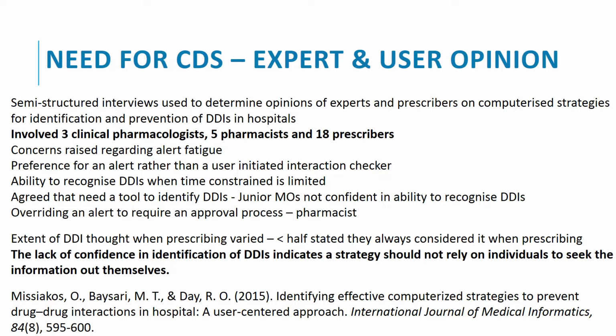There was an idea that overriding an alert could require an approval process, so whether that could be sent through to a pharmacist for further identification or investigation. And interestingly, the extent of drug-drug interaction thought when prescribing varied quite a lot. So less than half stated that they always considered it when prescribing. So from this article, we can see that there is a lack of confidence in identification of drug-drug interactions, which indicates a strategy cannot safely rely on individuals to seek out the information themselves and does require something that alerts or is visible at the time of prescribing.